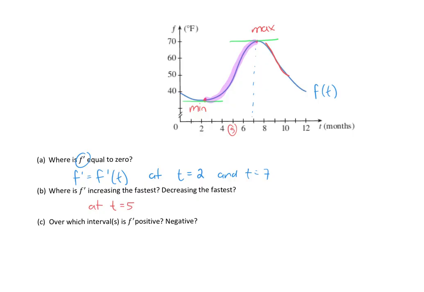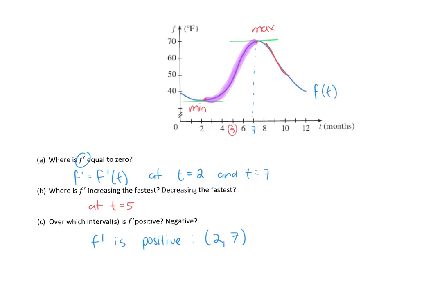The derivative is going to be positive wherever the function is increasing. So again, hopefully you can see that what I highlighted in purple is where the function is increasing. So we can write down here that f prime is positive over the interval from approximately 2 to 7, okay? And then where is it negative?